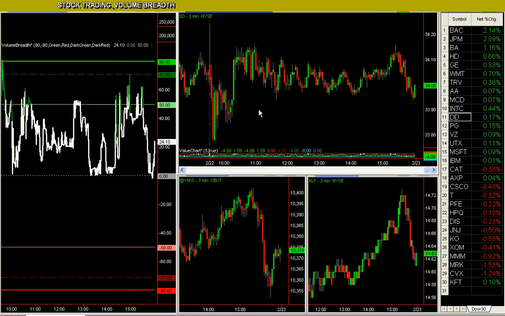It's a fairly simple strategy. This is the way I would set up my monitor if I'm planning to trade stocks. Before you can start trading anything, obviously one of the key components is understanding what is the market bias.